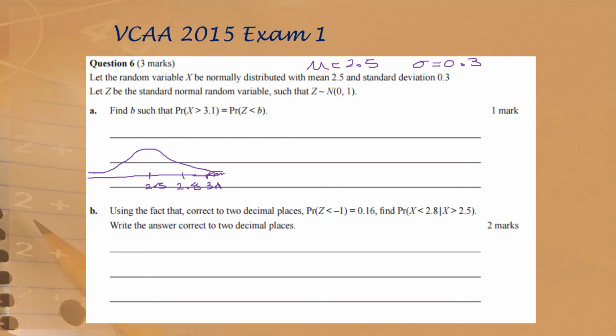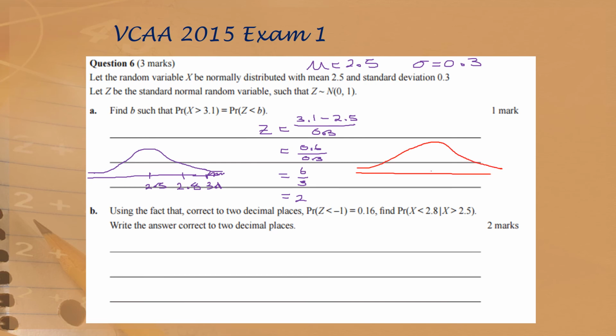If I was to convert that to a z value, a standard normal value, I'm doing my x value, which is 3.1, minus the mean, 2.5, divided by the standard deviation, which is 0.3. 3.1 minus 2.5 is 0.6, divided by 0.3. That's the same as 6 divided by 3, which will give an answer of 2. So what we're saying is that this is exactly the same as z greater than 2.